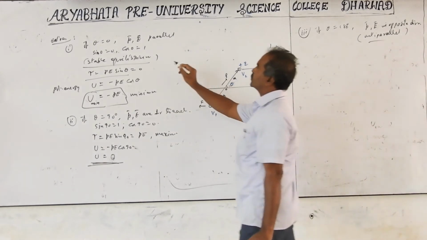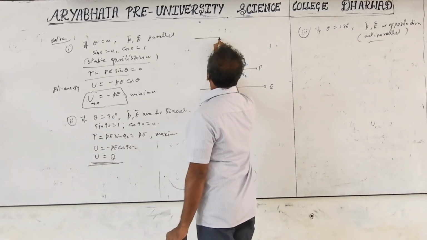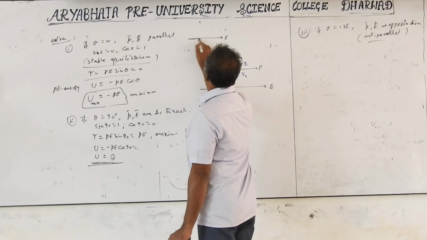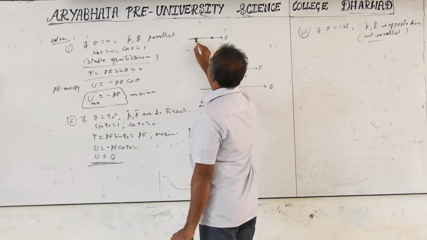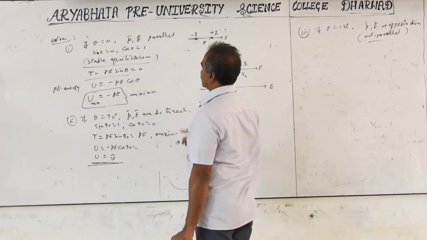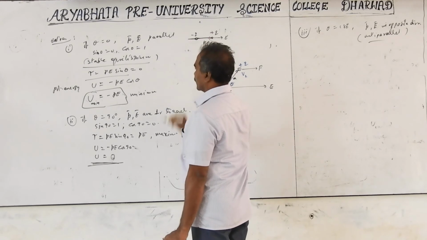Previous case, theta equal to 0: this is the electric field, and this is the dipole moment. The dipole moment is from minus to plus, so this is the minus and this is the plus. The direction of the dipole moment is the same direction.